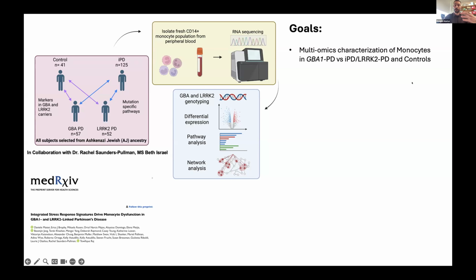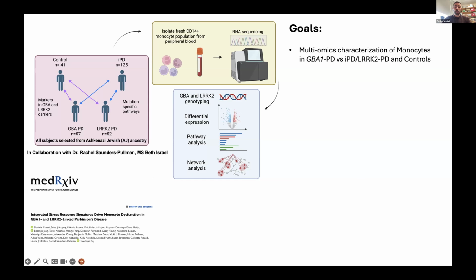And basically, we want to build the multi-omic map to characterize the in-depth molecular profiles of these monocytes and compare between GBA1 PD and other PD forms and controls. We perform single-cell RNA-seq on PBMCs, which include monocytes. We do bulk RNA-seq and bulk proteomic analysis to really map the molecular profiles in depth.